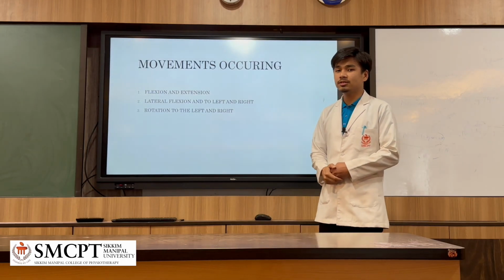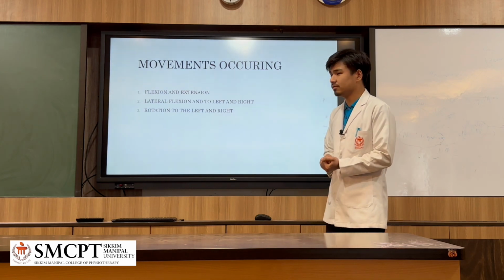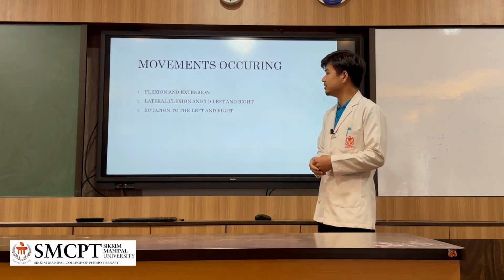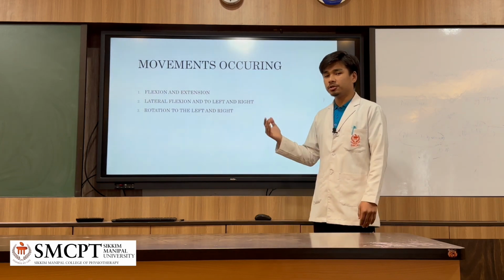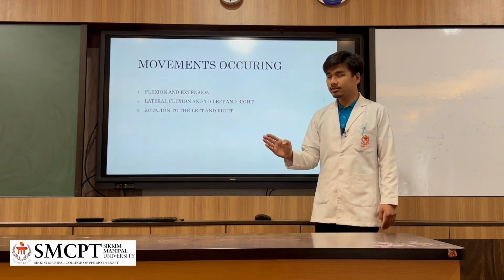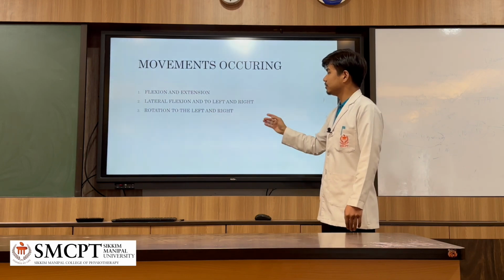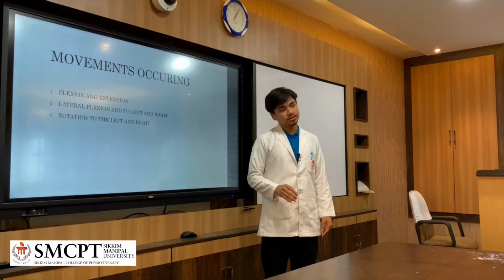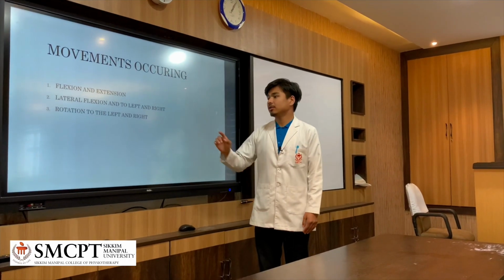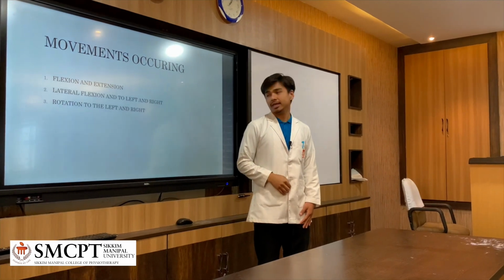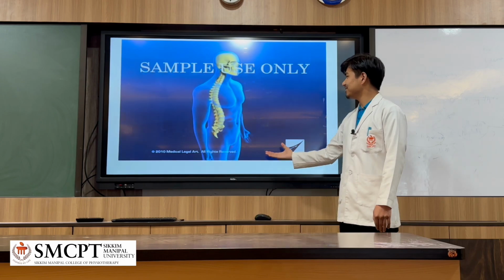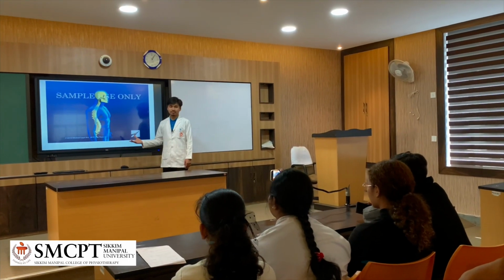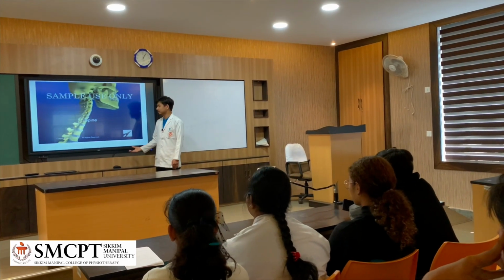Now, the movements occurring in the cervical vertebrae. Mainly, there are flexion and extension, which occur in the sagittal plane, lateral flexion to the left and right, which occurs in the coronal plane, and rotation to the left and right, which occurs in the horizontal plane. This is a sample video that I have added in my slide for better understanding.